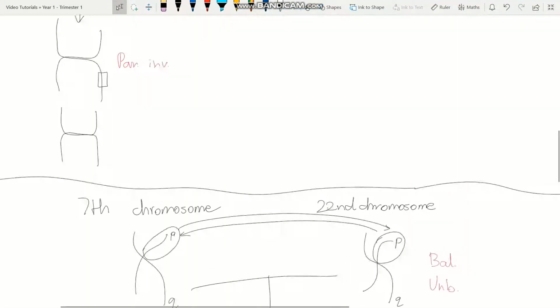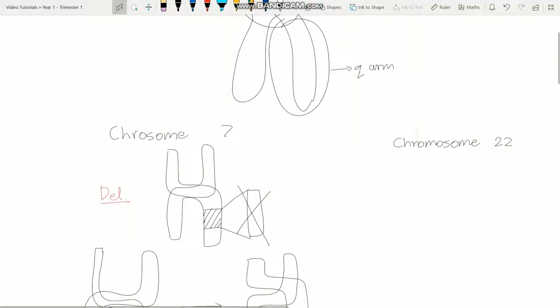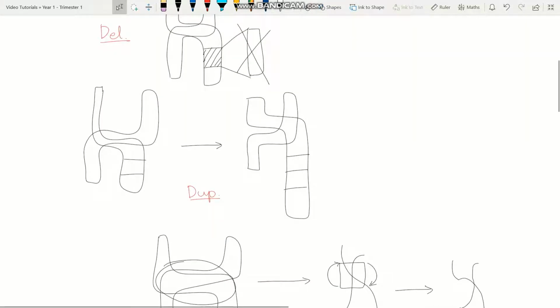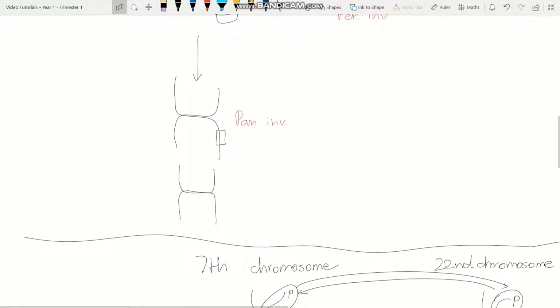So those are the 7 main chromosomal mutations that can occur. Deletions, in summary, are just when a certain region of a chromosome is removed. Duplications is when that region is duplicated or doubled. Pericentric inversions are when a part of the chromosome that includes the centromere is swapped or flipped. Paracentric inversions, on the other hand, is when a part of the chromosome is flipped that doesn't include the centromere.